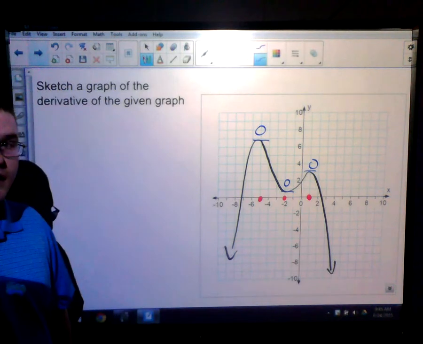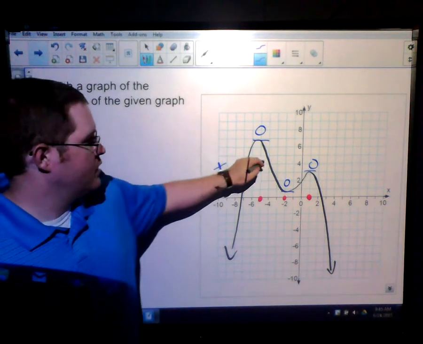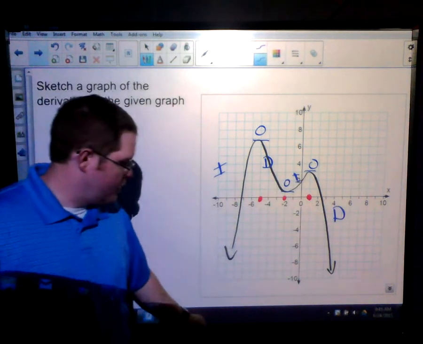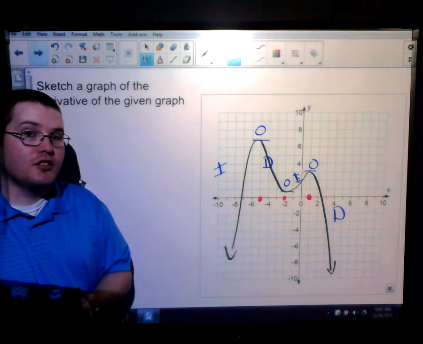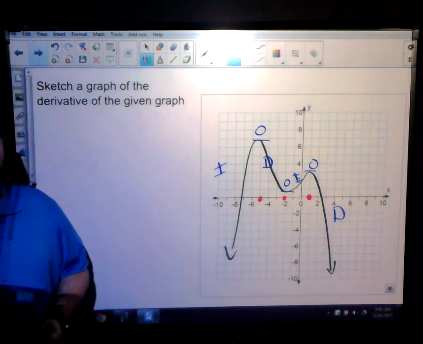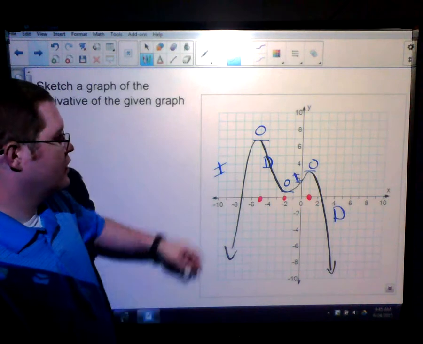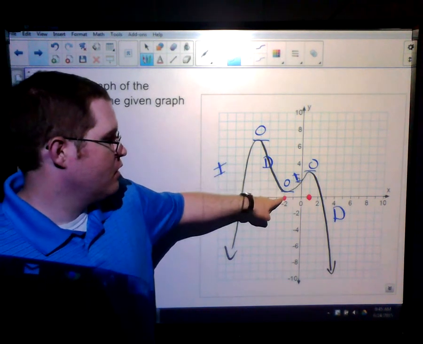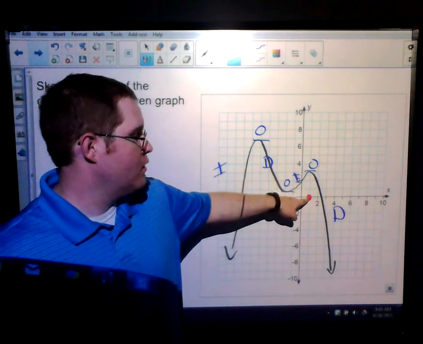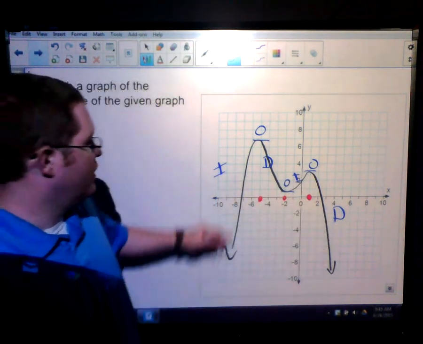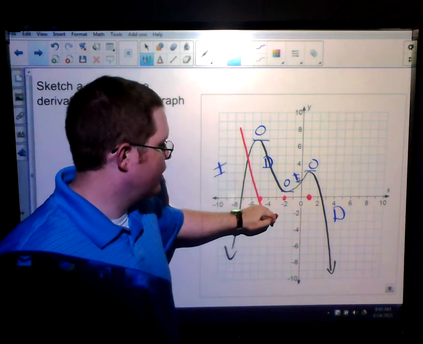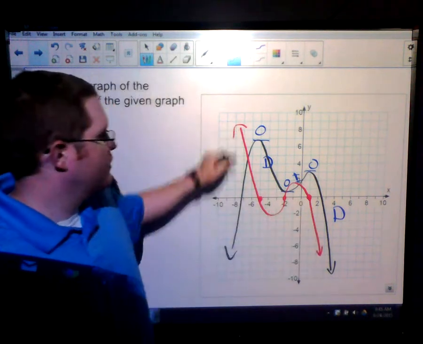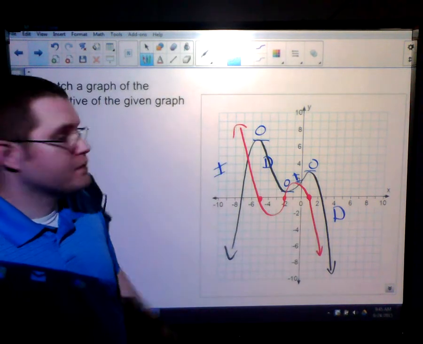Let's figure out increasing, decreasing. It's increasing, decreasing, increasing, decreasing. The increasing and decreasing corresponds to above and below on the derivative graph. So the graph starts out above, 0, below, 0, above, 0, below. It's a third degree.